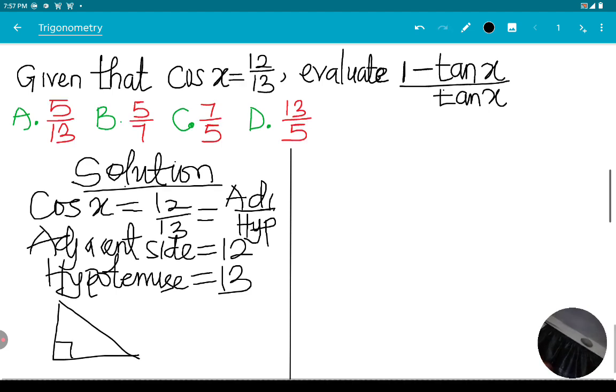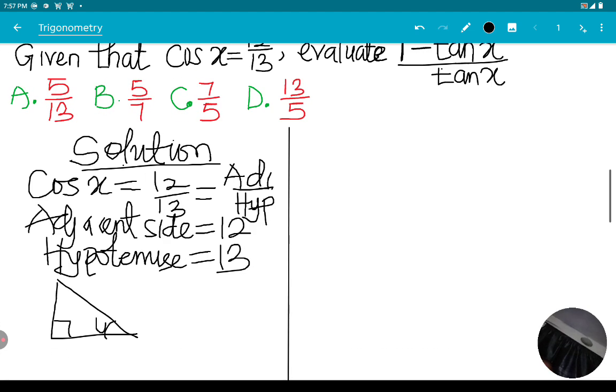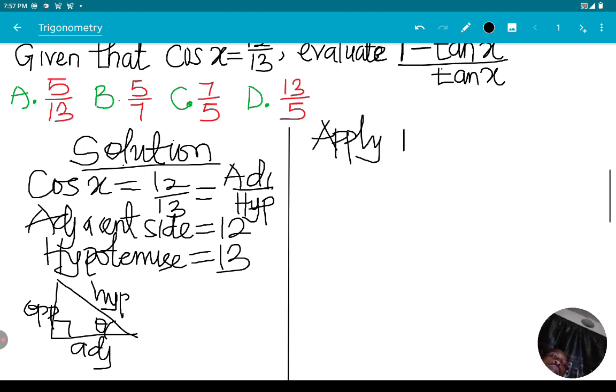Don't forget that in a right angle triangle we have three sides. We have the angle theta, and the side facing the angle theta is usually the opposite. Here is adjacent, and the longest side is the hypotenuse. So the hypotenuse side is given, the adjacent side is given, but the opposite side is not given. So how do we find the opposite side? Very simple. We just apply Pythagoras theorem, which will help us to find the unknown sides.